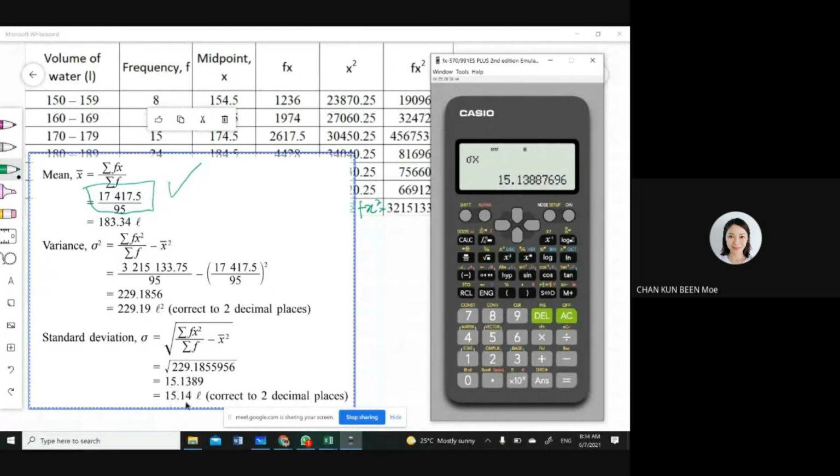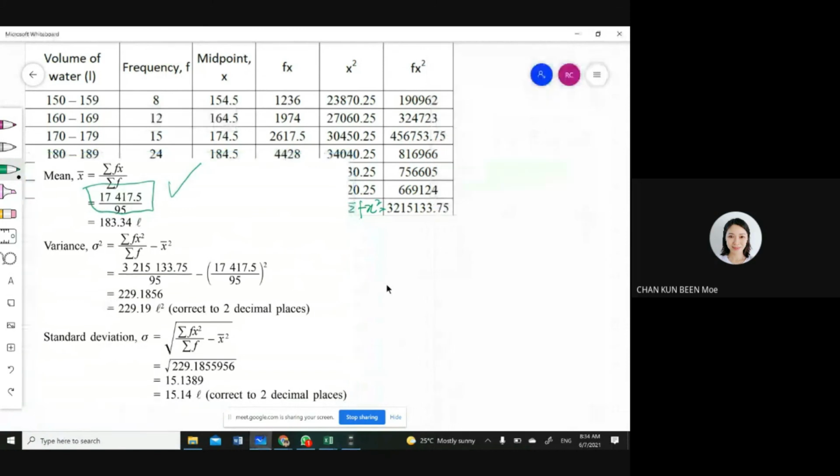How to get the variance? You are going to get it from here because standard deviation, you square root it, right? So to get the variance, you just need to square it. So the answer, you square it, you get the variance. 229.19, round it off. This is the one. Okay, so that is how you get the answer using the calculator without having to draw the frequency table.